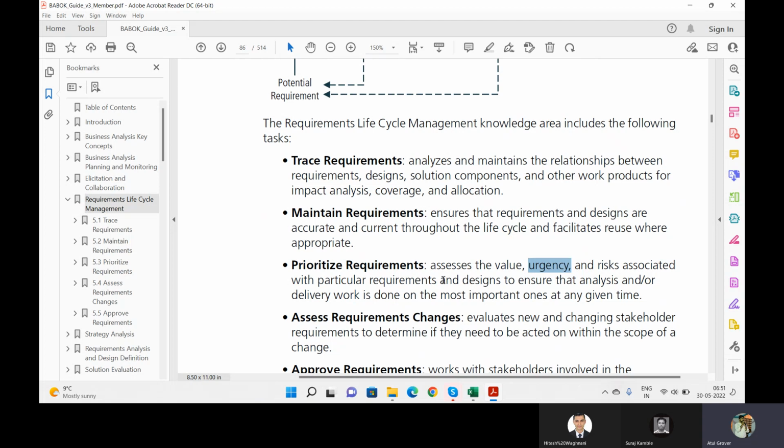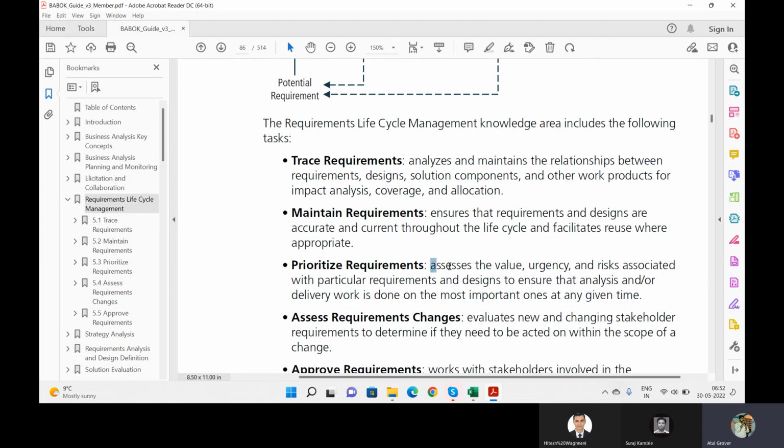Like the example, when the Brexit issue happened, a lot of things were changed immediately. Nobody can work outside Europe. Data should not go out of Europe. The people who are working should reside in Europe, or some VPN should be there. So this means the risk associated with the particular requirement, and it is designed to ensure that analysis and delivery work is done on the most important items in a given time.